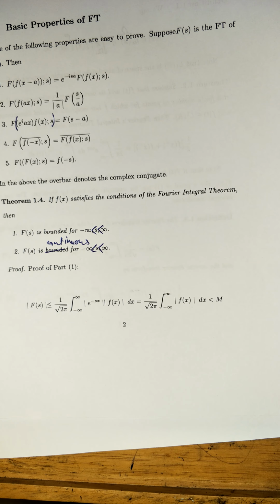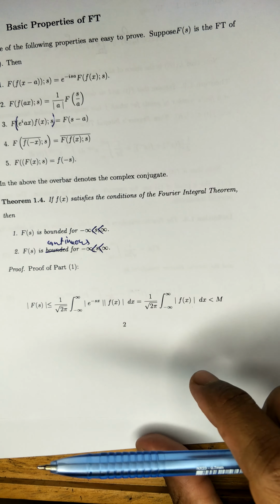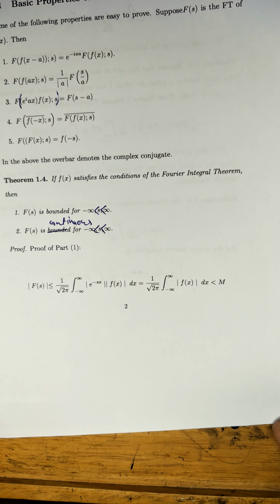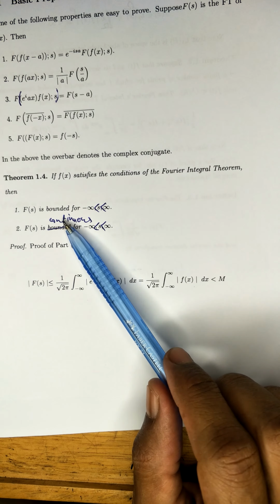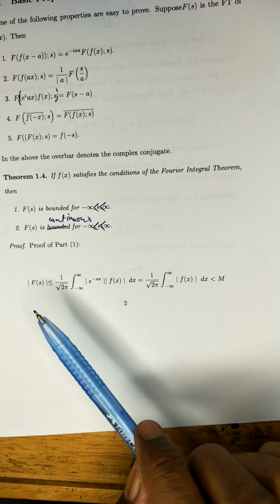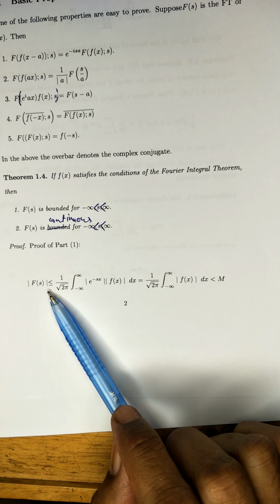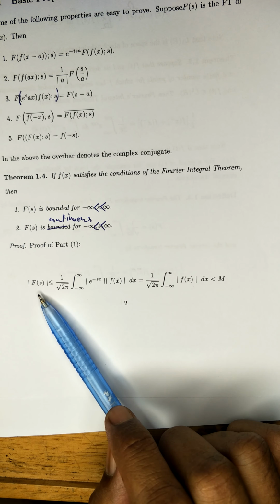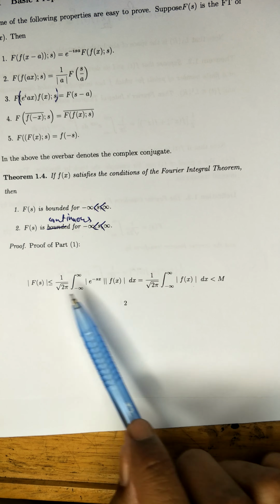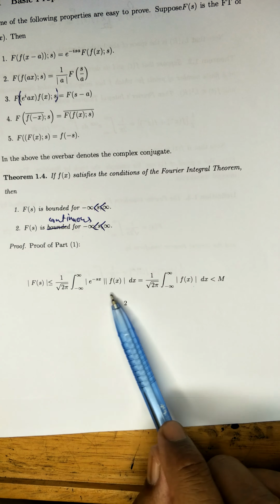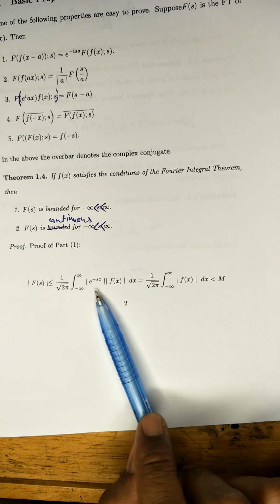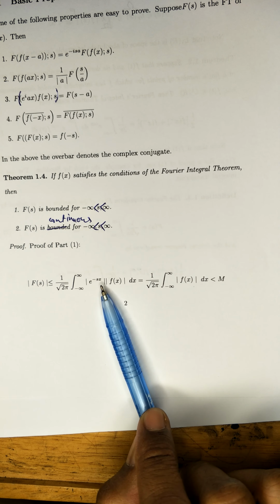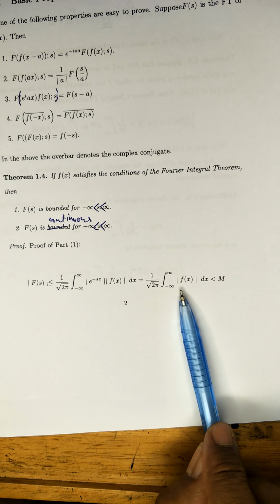F(s) is continuous for all s. The proof of part 1 is not difficult, to prove the boundedness of the Fourier transform. If you take the magnitude of F(s), from the definition, you take the absolute value of those. This will be less than that part and that part, and we know this part is bounded. If you take the absolute value of that, that's bounded, and then the rest is just left with that.